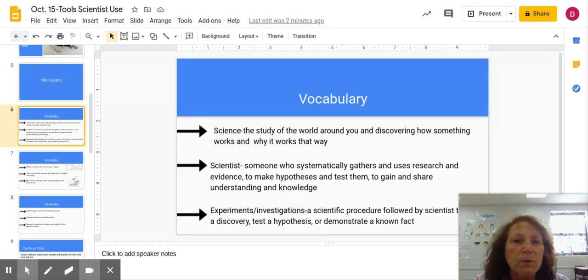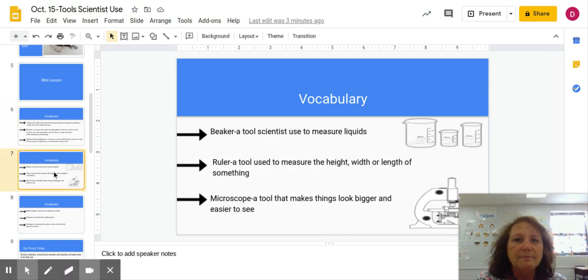Science, the study of the world around you and discovering how something works and why it works that way. Scientist, someone who systematically gathers and uses research and evidence to make hypotheses and test them, to gain and share understanding and knowledge. Experiments or investigations, a scientific procedure followed by scientists to make a discovery, test a hypothesis, or demonstrate a known fact. A beaker is a tool scientists use to measure liquids.